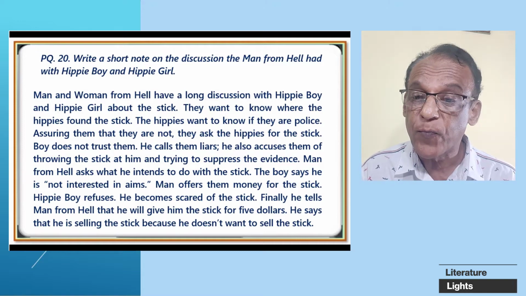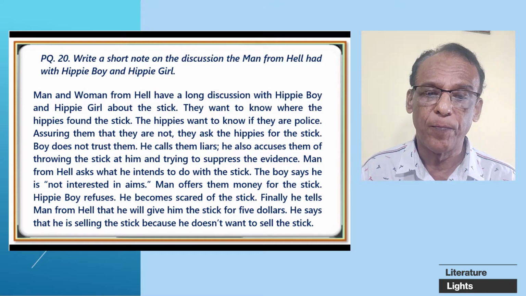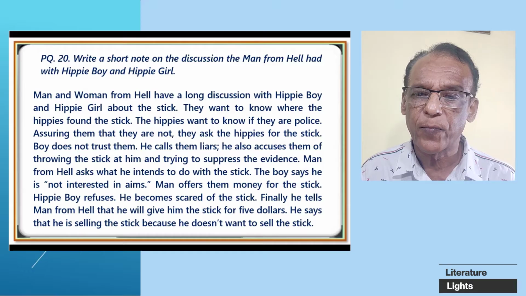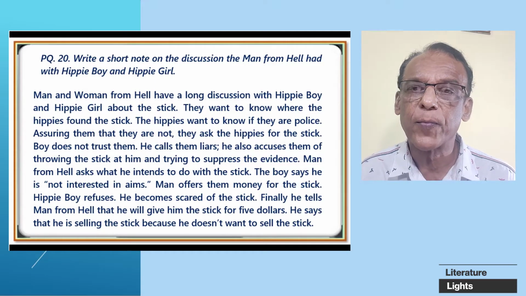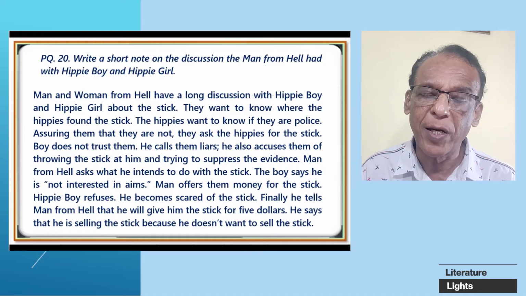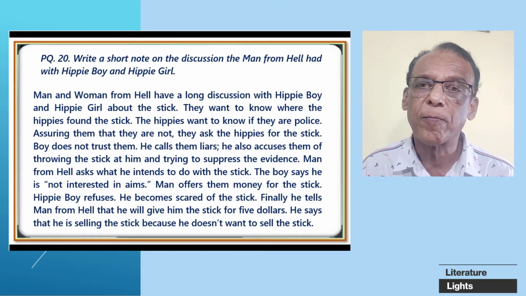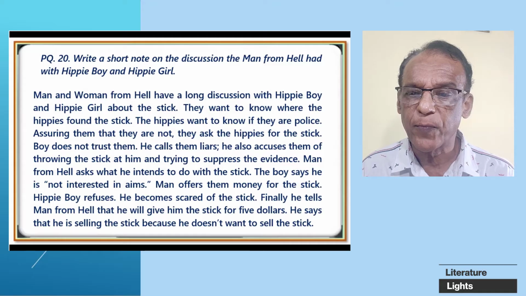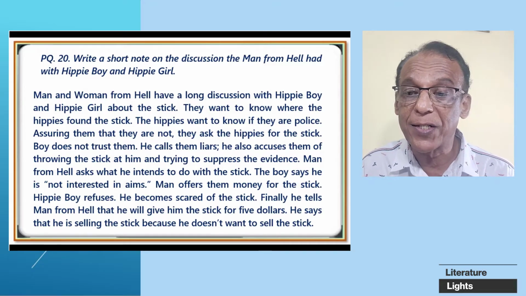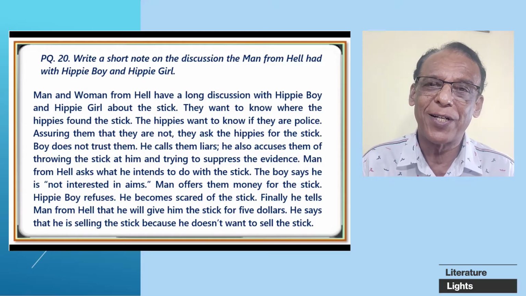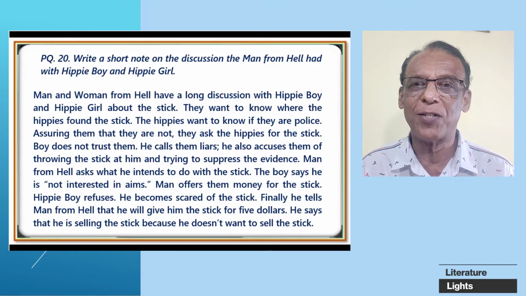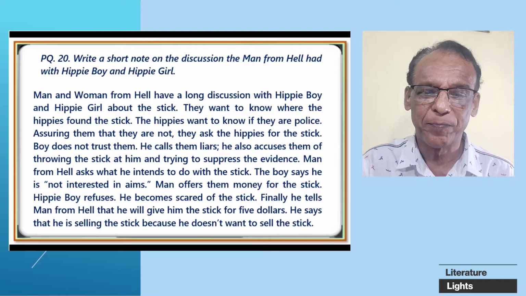Man from hell offers money for the stick. Hippie boy refuses. He becomes scared, afraid, frightened of the stick. Finally, he tells man from hell that he will give him the stick for $5. He says that he is selling the stick because he doesn't want to sell the stick.